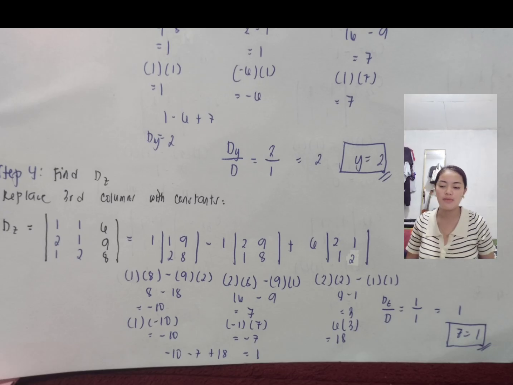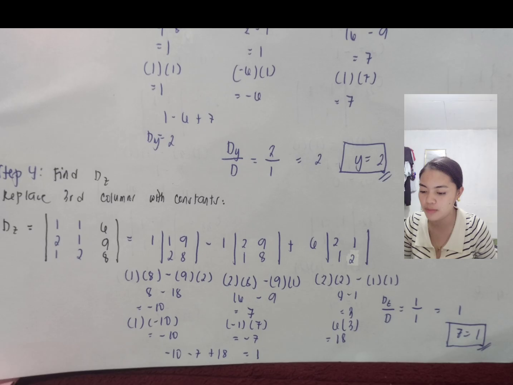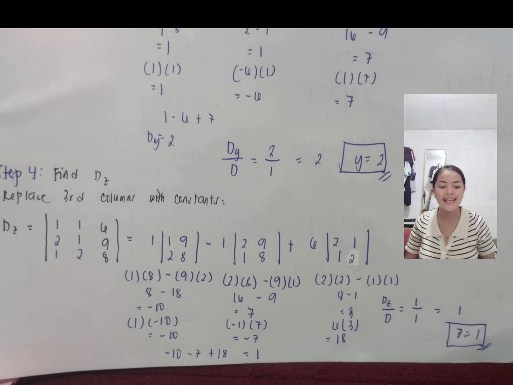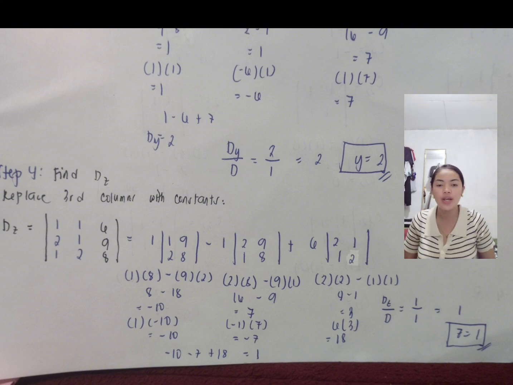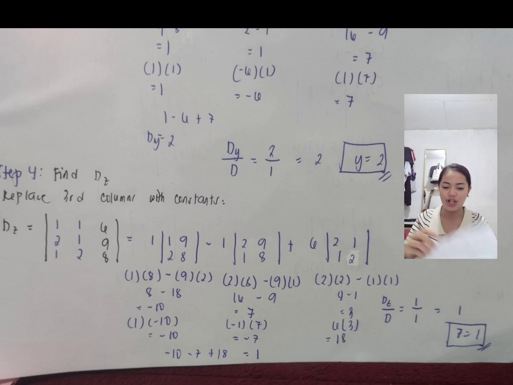I really love this method because it's so easy and the process is very workable. Okay, so that is how we find the x, y, z using Cramer's rule. As you can see, we have the same answer as we have with the Gauss-Jordan method, but Cramer's rule is much easier.